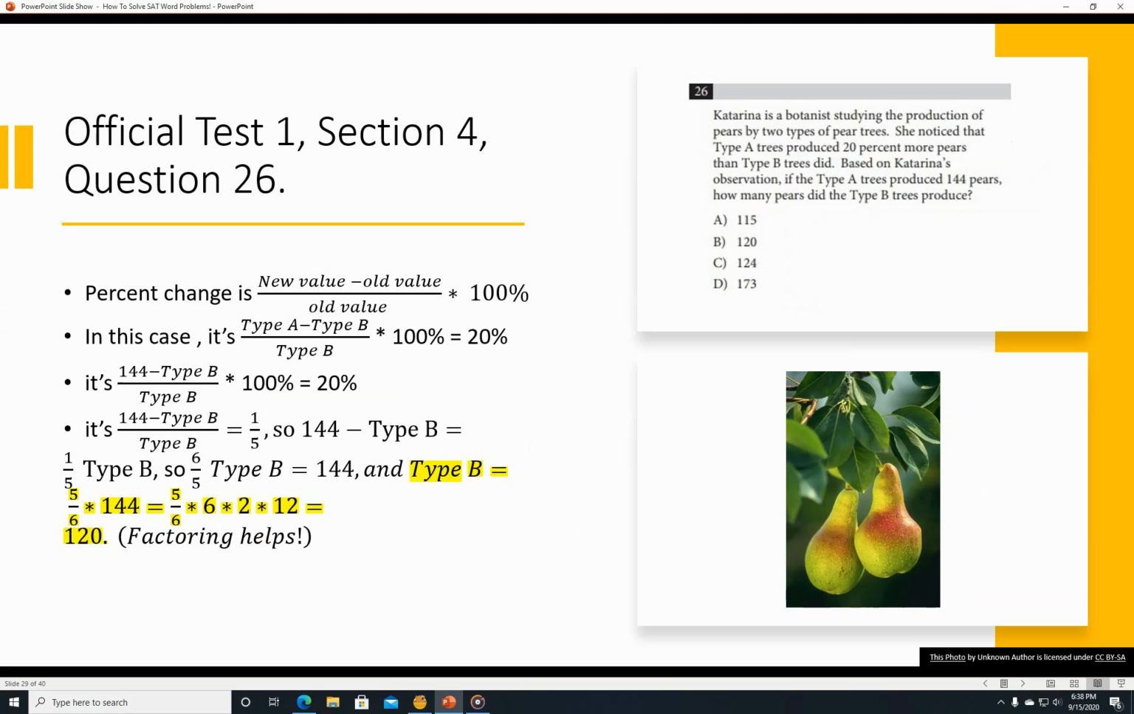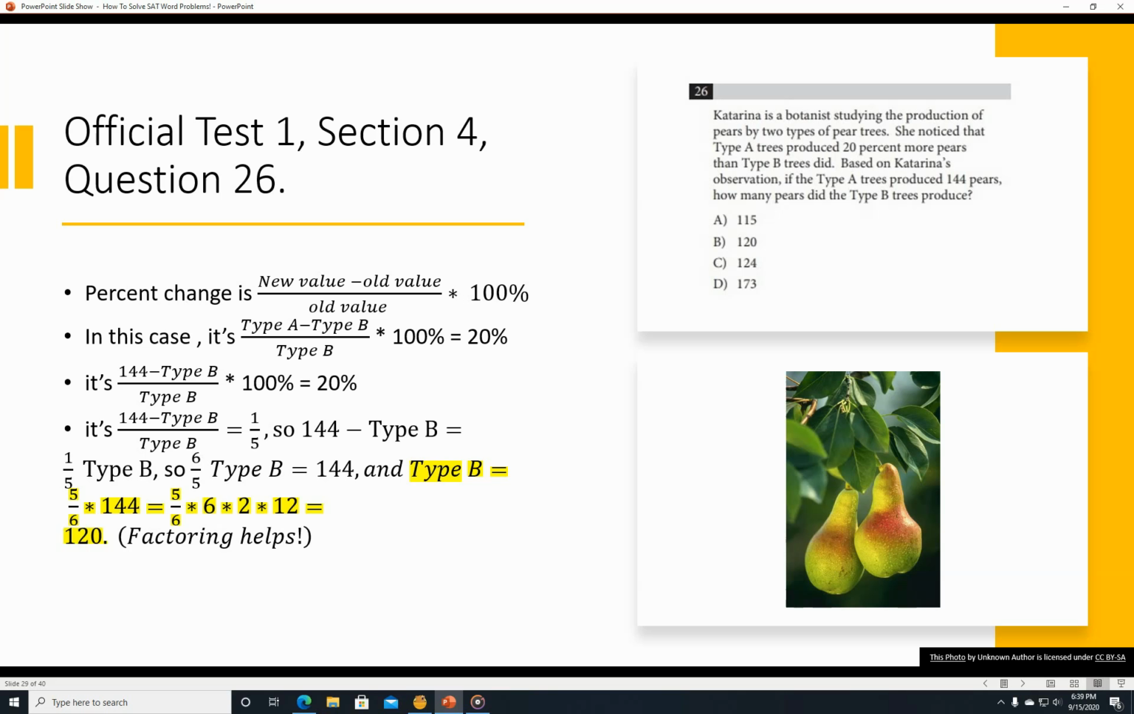Official test 1, section 4, question 26. Katerina is a botanist studying the production of pears by two types of pear trees. She noticed that type A trees produce 20% more pears than type B trees did. Based on Katerina's observation, if the type A trees produced 144 pears, how many pears did the type B trees produce?